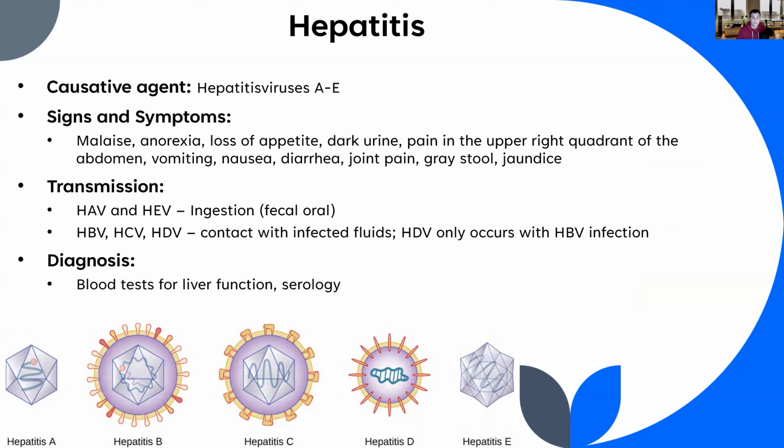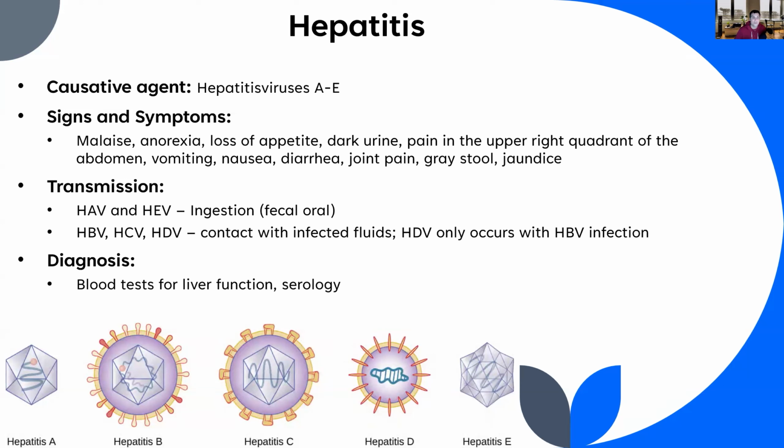General signs and symptoms of hepatitis: malaise, anorexia, so loss of appetite. So it's not that you're not eating because you're physically trying not to eat, you're not hungry. You may notice dark urine. This could be the result of the liver not being able to do its job. You'll get pain in the upper right quadrant because that's where your liver exists, the upper right quadrant of your abdomen. Vomiting, nausea, diarrhea, joint pain, gray stool is sometimes common. This is from a bunch of the bilirubin and stuff not being removed by the liver, and then jaundice. So that yellowing of the eyes, yellowing of the skin.